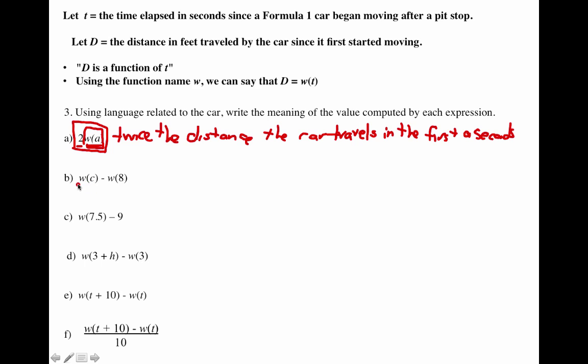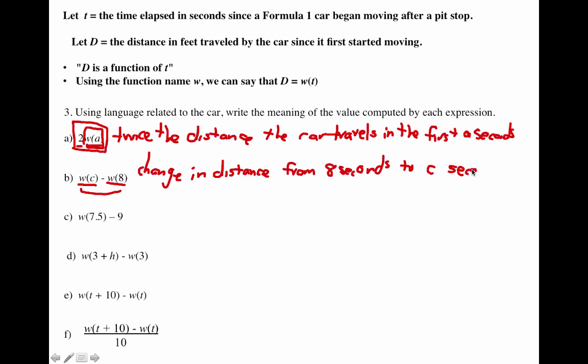Alright, so this is how far the car traveled in the first C seconds. This is how far the car traveled in the first 8 seconds, so this is the change in distance from 8 seconds to C seconds.